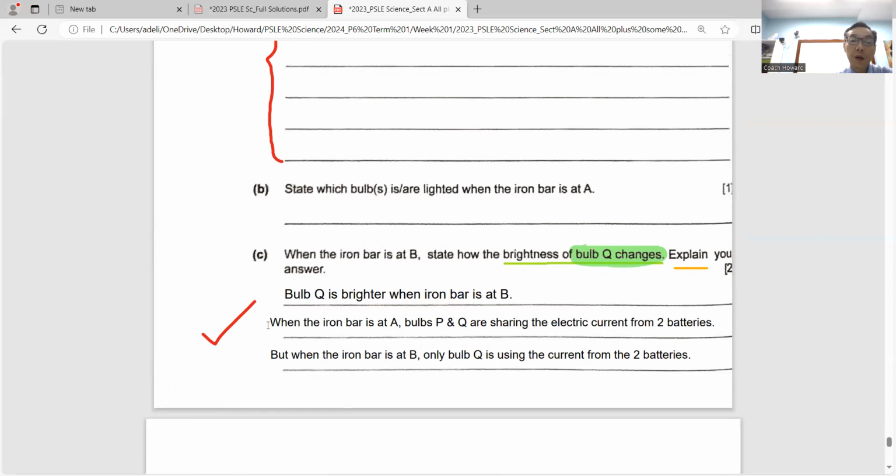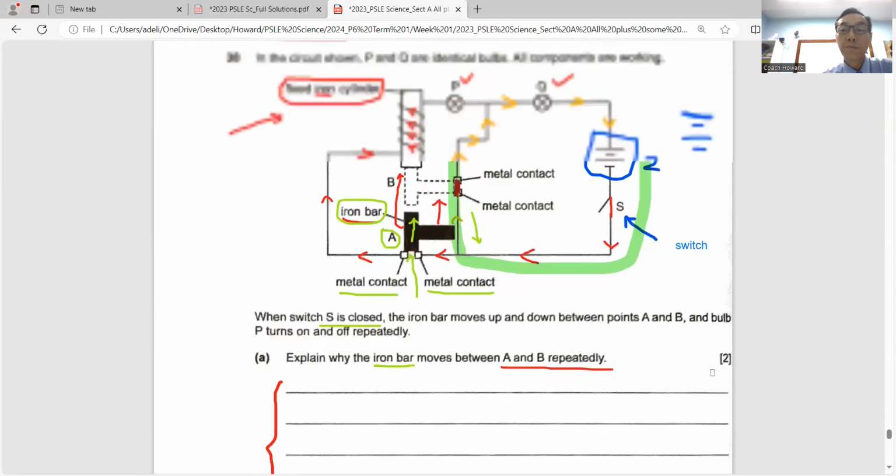And the reason is when the iron bar is at A, P and Q are sharing the current, the electric current from the two batteries. But when the iron bar is at B, only bulb Q is using the current from the two batteries. So this will cause it to be brighter.